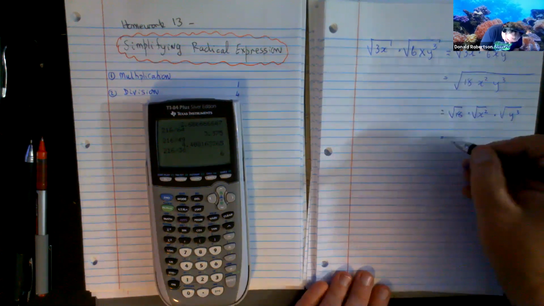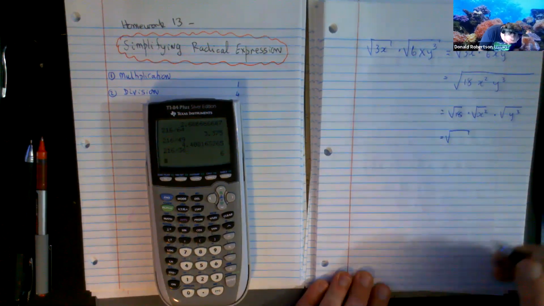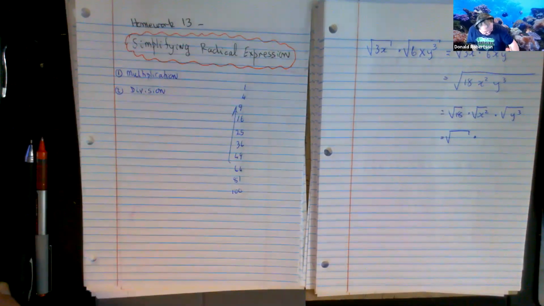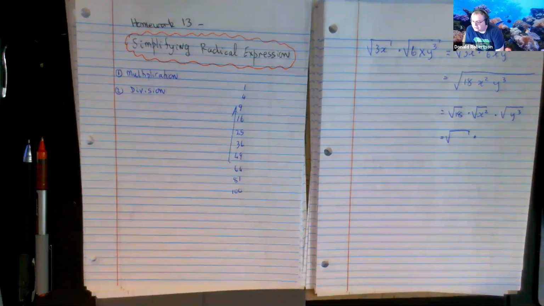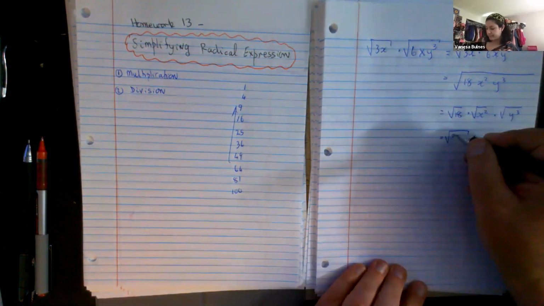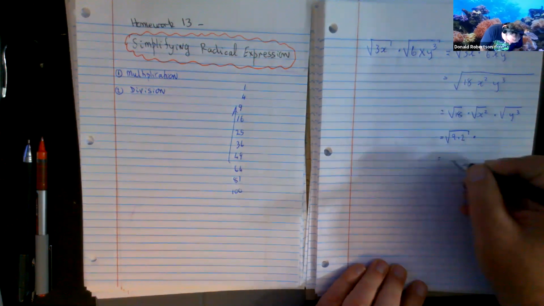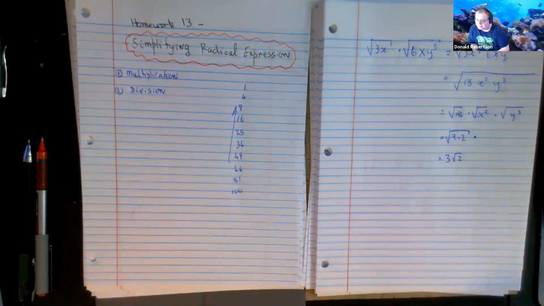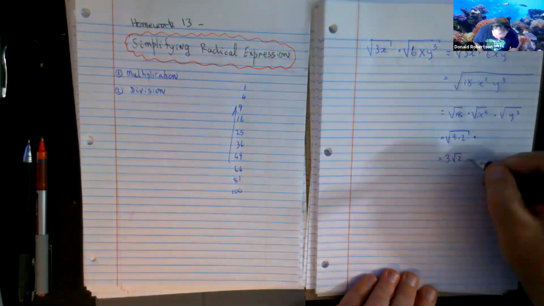Okay, 18. Do that one. How do you split 18? It's one of these numbers you use. 18. 9 and 2. Okay. And 9 and 2. Can I just jump to 3 square root of 2? I don't feel I want to write everything down every time. Okay, that's that done.